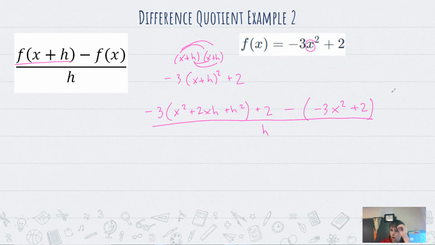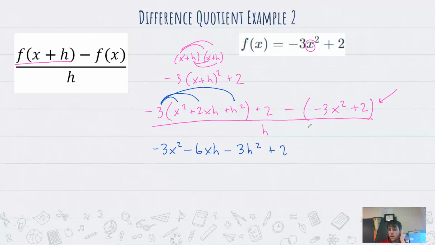So you can see there's still quite a bit to do up here in the numerator. We have some distributing. There's probably going to be some things that cancel out or simplify. So let's go ahead and carry that through. Distribute this negative 3 into that quadratic right there. So we have negative 3x squared, negative 3 times here, it's going to be minus 6xh, negative 3 times h squared is minus 3h squared. Okay. Plus 2, nothing going on there. And then distribute this subtraction in here. So minus minus becomes plus 3x squared, minus plus becomes minus 2.